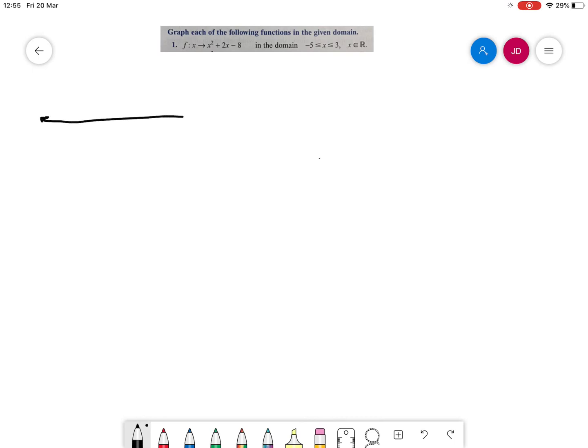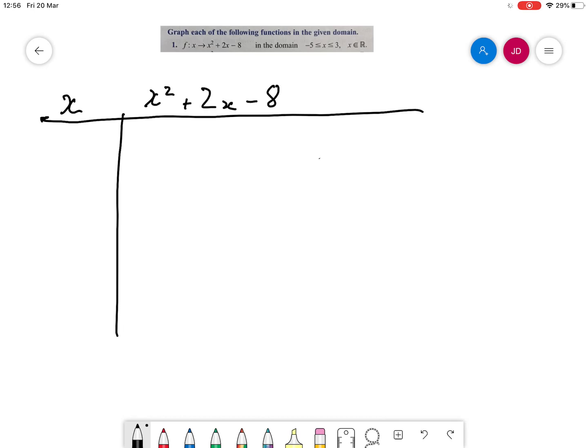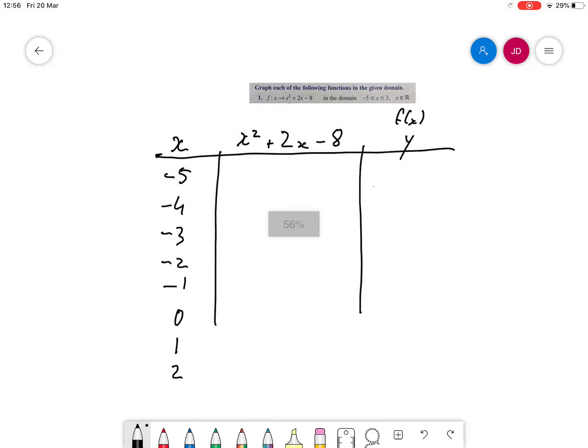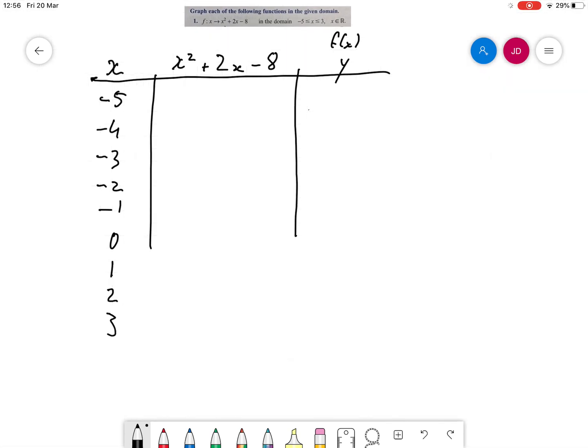We're going to do out our table. So, we draw on our table, it's going to have our x value over here. Then we're going to have our function, which is x squared plus 2x minus 8. And then we're going to have our f of x, or our y values, which are our outputs, over here. So, let's fill in our inputs: minus 5, minus 4, minus 3, minus 2, minus 1, 0, 1, 2, and 3. Let's extend those lines down there.